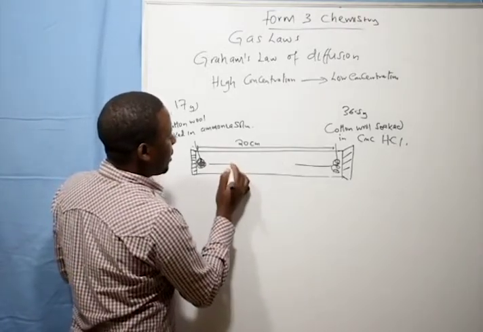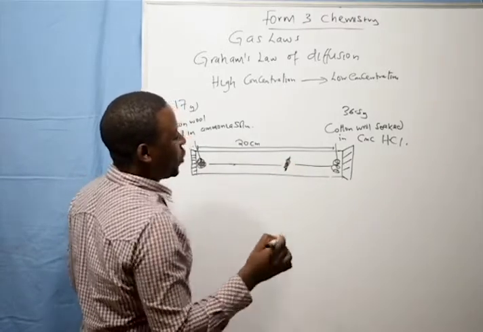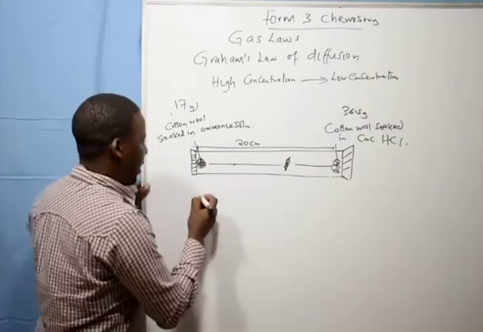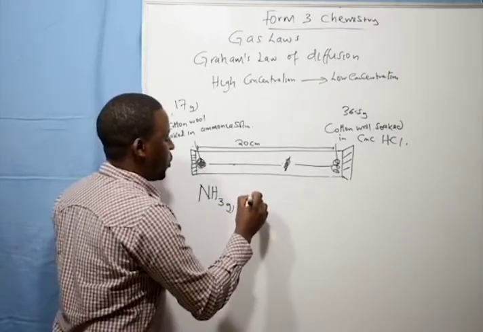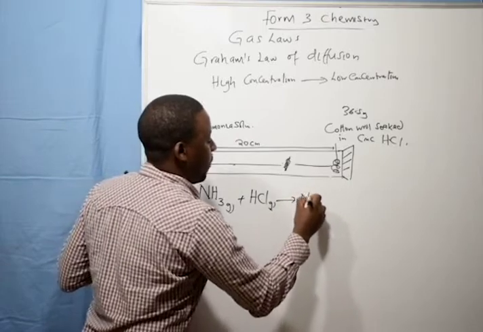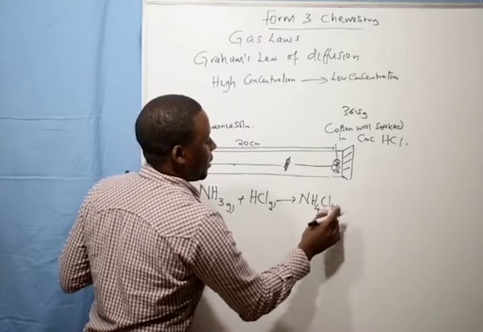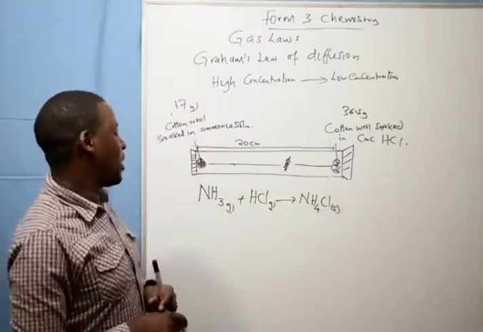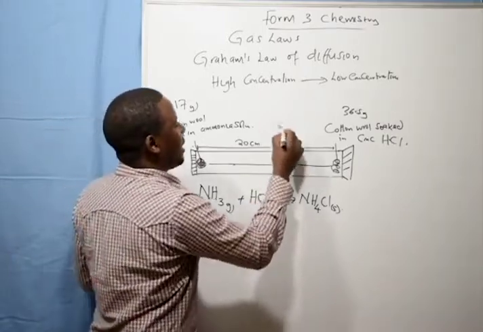Where the two gases meet, they will react and form a compound which is seen as white in color, known as ammonium chloride. The equation is this: ammonia gas will react with hydrogen chloride gas to form ammonium chloride, which is seen as white fumes. Where the two gases meet, the white fumes is seen.